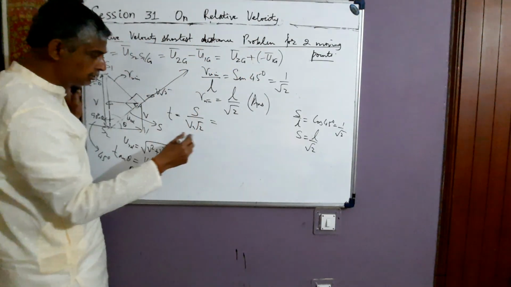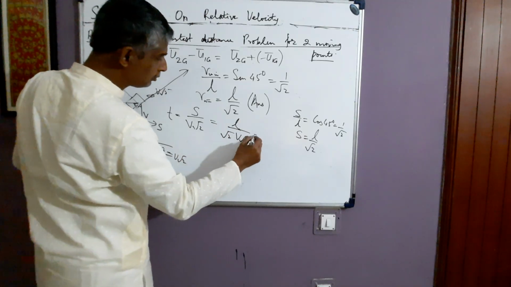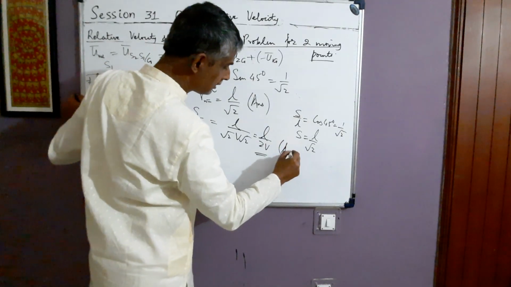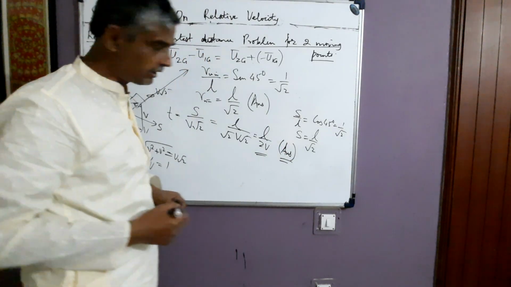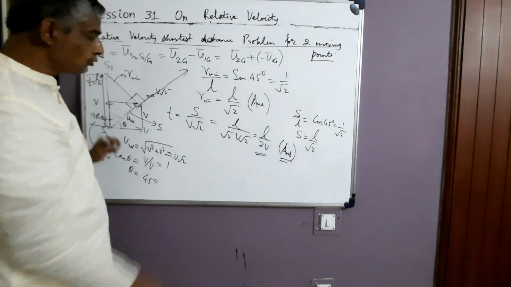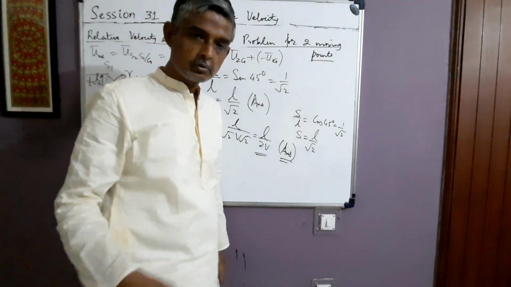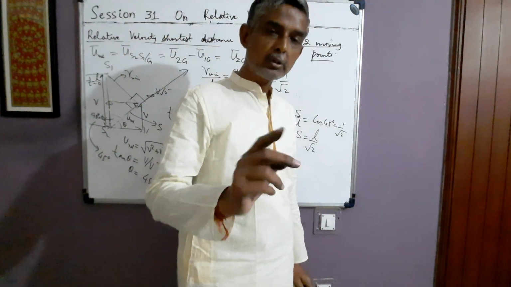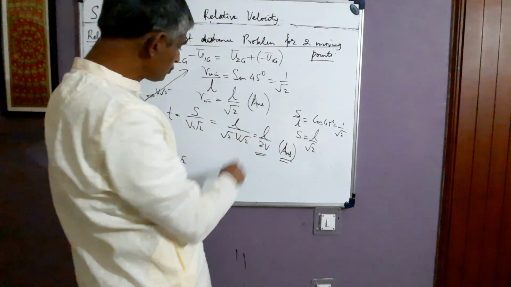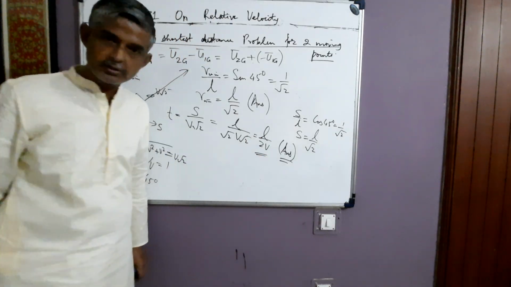This value of S we substitute here. S is L by root 2, divided by V root 2, giving L by 2V. This is the required time. This is also the same answer as we obtained using method 1. So the shortest distance between the two ships in the course of their motion is L by root 2, and the time after which the distance becomes minimum is L by 2V. So this problem has been fully solved by both methods. R minimum is L by root 2, and the time after which the distance will be minimum is L by 2V. Alright, is it clear?